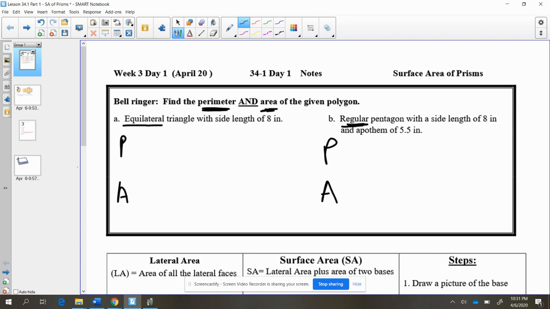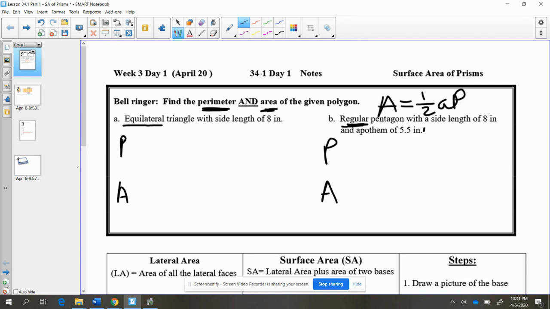Now reminder, with regular polygons, a nice formula you're going to want to use here is the half-apothem formula, where you're using the apothem and the perimeter in order to find the total area. So again, pause your video and find those two answers now.